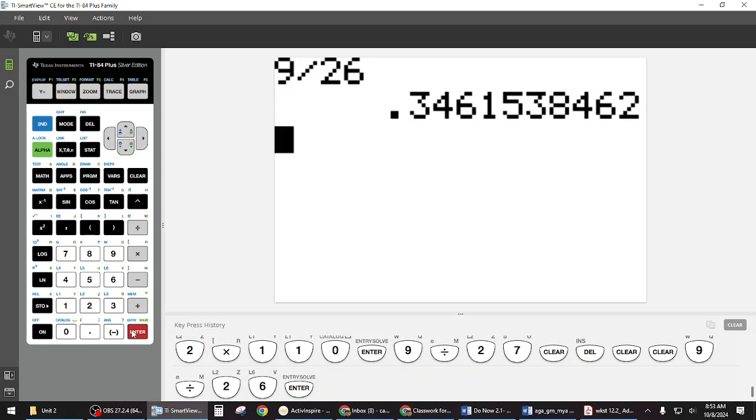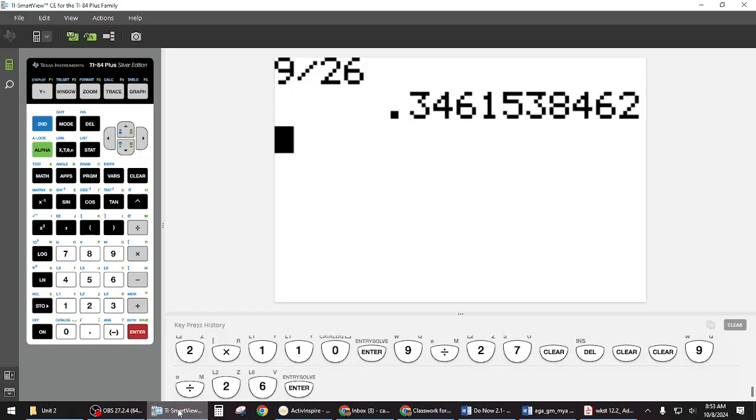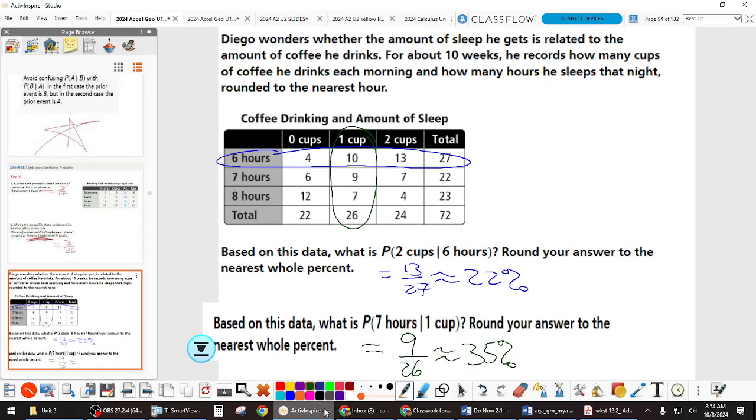34%, 35%. What's the rounding rule? How do you round that to the nearest whole percent? Move the decimal. Now it's 34.6. 5 and above, give it a shove, right? Yeah. So this is 35% to the nearest whole. Are we good on that? Yeah, I just looked at the notebook. Oh, okay.